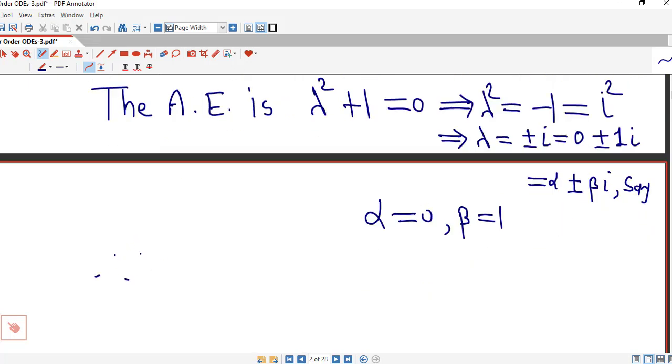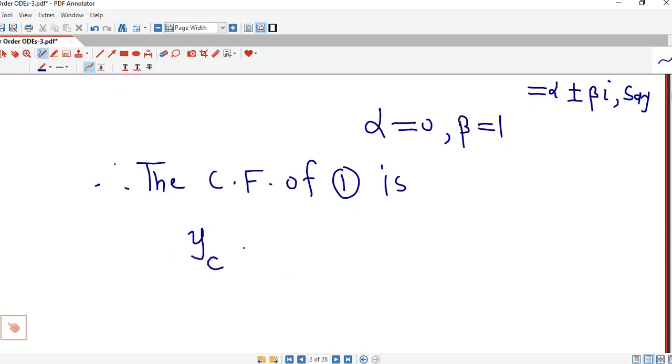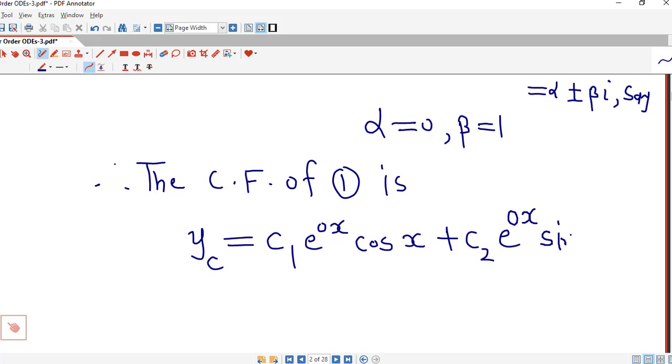Therefore the complementary function of the given equation 1 is y suffix c, which is the notation for complementary function, equal to c1 e raised to 0x cosine of x. We are using e raised to alpha x cos beta x with alpha equal to 0 and beta equal to 1. Similarly, c2 e raised to alpha x, that is 0x, sin beta x, that is sin 1x.